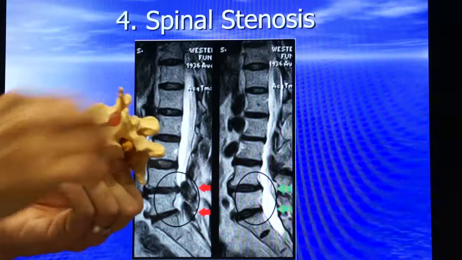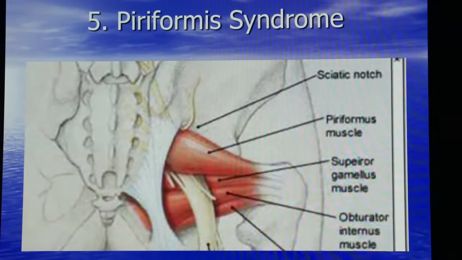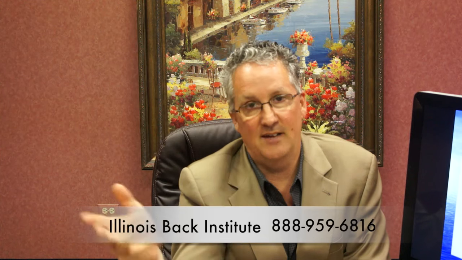And then the fifth reason is Piriformis Syndrome. And what you need to know about these conditions is if you have sciatica, you need to treat what's causing the pinching of the nerve. And there are 5 reasons. Piriformis is probably the easiest to treat. At the Illinois Back Institute, we can treat all 5 of those things.